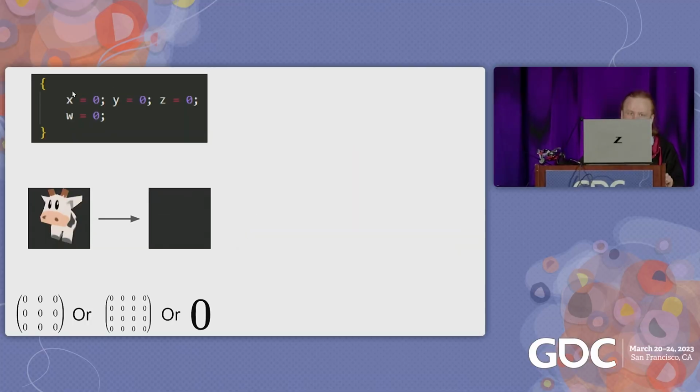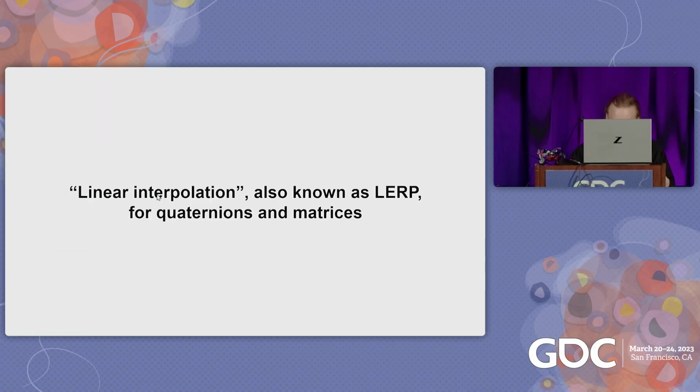Okay. This is a quaternion I just bring up for completeness' sake. It's the 0 quaternion. If you apply it to a 3D model, it collapses it to nothing. And if you turn it into a matrix, you get the 0 matrix, or multiplication by 0. Very, very boring. All right, linear interpolation, also known as LERP, for quaternions and matrices.